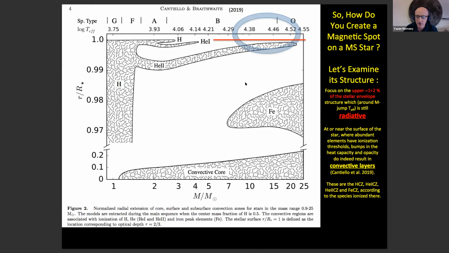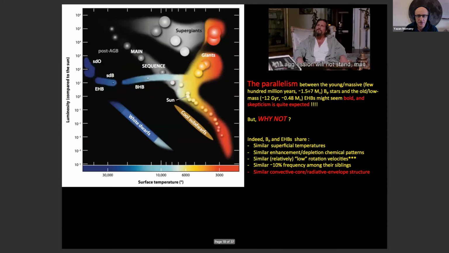I will leave that to the talk of Dr. Cantiello. All I want to show from here is that for stars of interest, of our temperatures, which is between 20 and 30,000 degrees, you expect these stars to have radiative envelopes, and just below it you have the helium-second convection zone, which is basically a dynamo generating a magnetic field that comes up. So I will leave this to him.